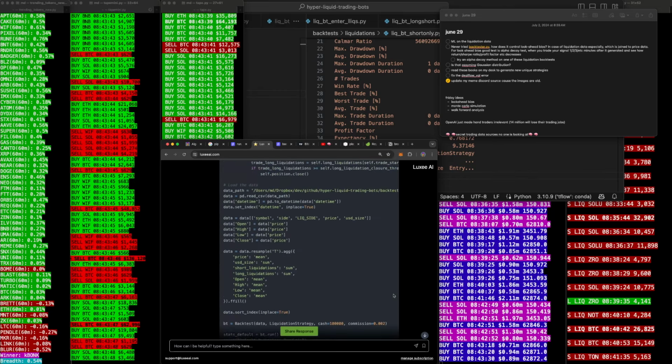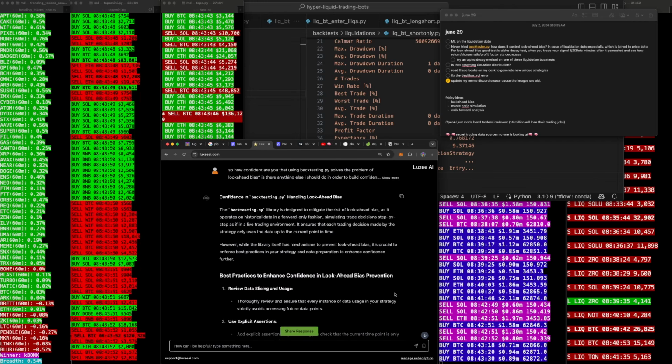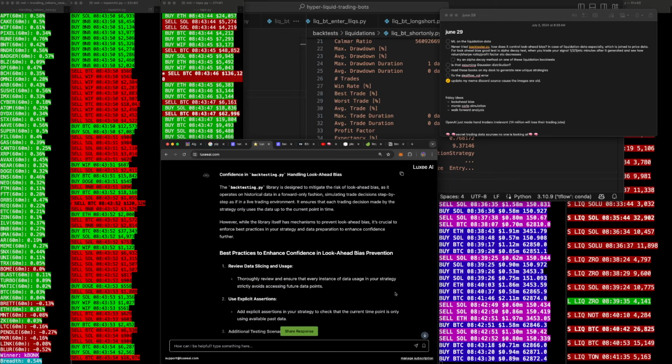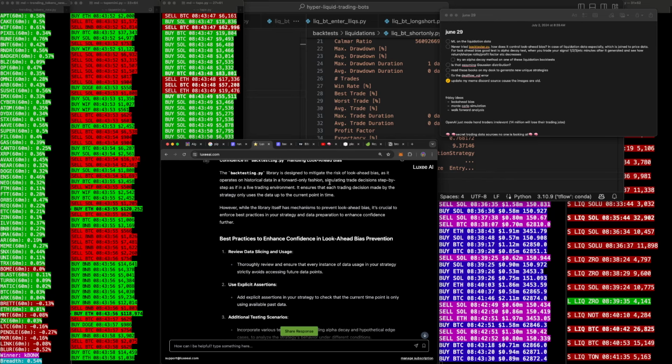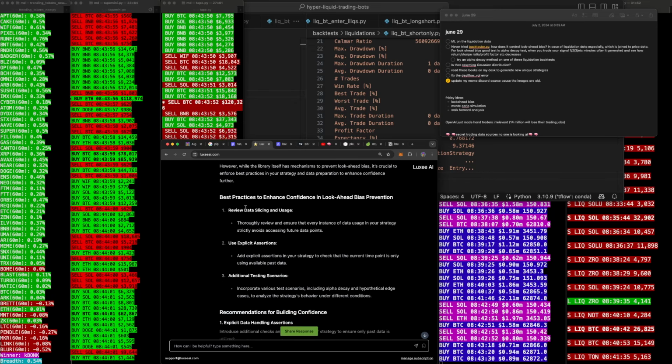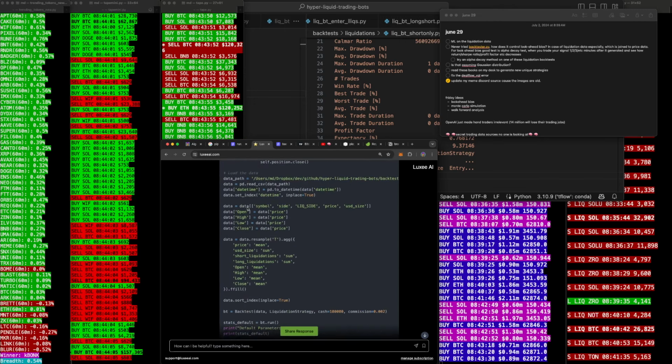So I asked for three more examples. Sorry, I like to really dive into things. So if I'm doing it, you're doing it, dude. Confidence in backtesting.py: the backtesting.py library is created to mitigate it. We already read this. All right, so we're pretty good on this.